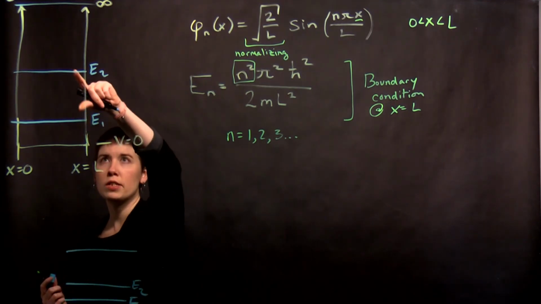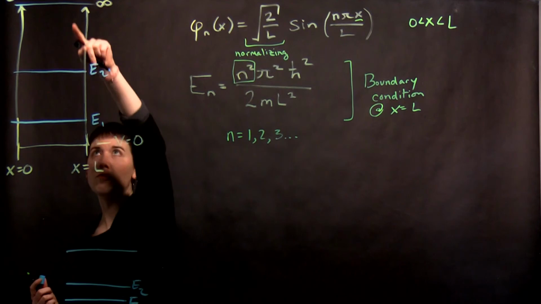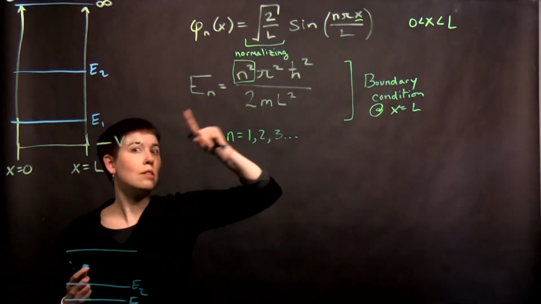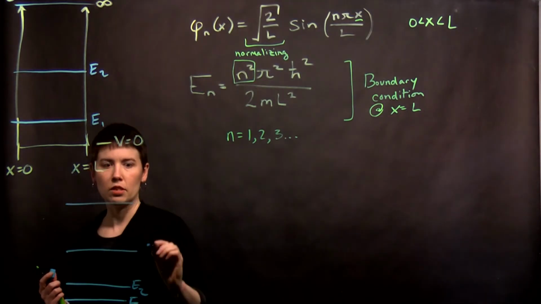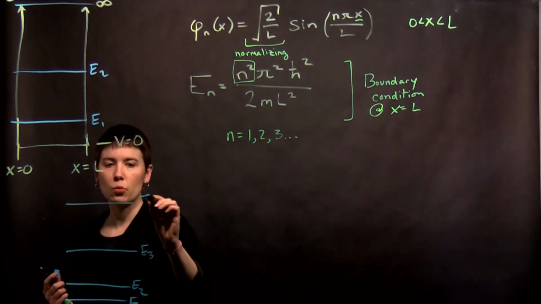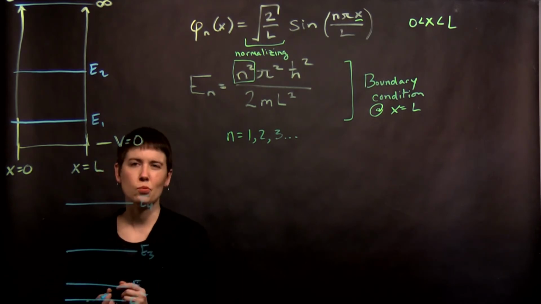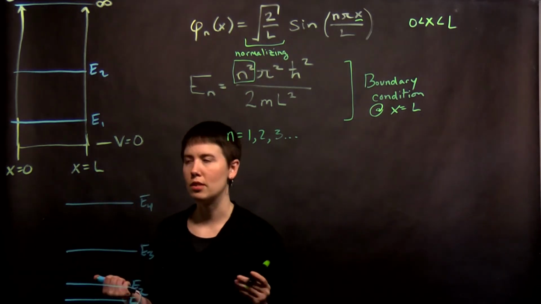So this delta from 1 to 4 is 3. From 4 to 9 is 5. From 9 to 16 is 7. So the spacing between these keeps getting bigger and bigger. So they're not evenly spaced. You should just draw them as accurately as possible.